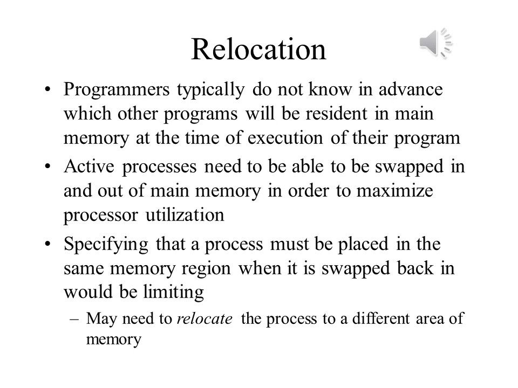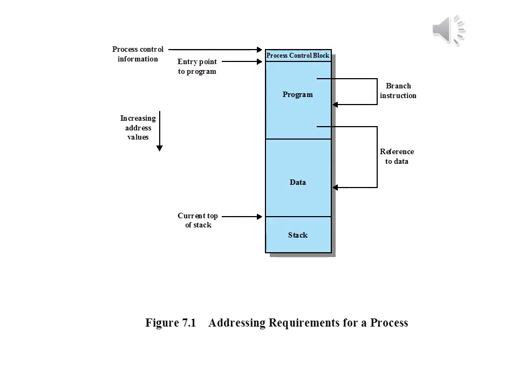Instead, we may need to relocate the process to a different area of memory. Thus, we cannot know ahead of time where a program will be placed, and we must allow for the possibility that the program may be moved about in main memory due to swapping. These facts raise some technical concerns related to addressing, as illustrated in the slide.